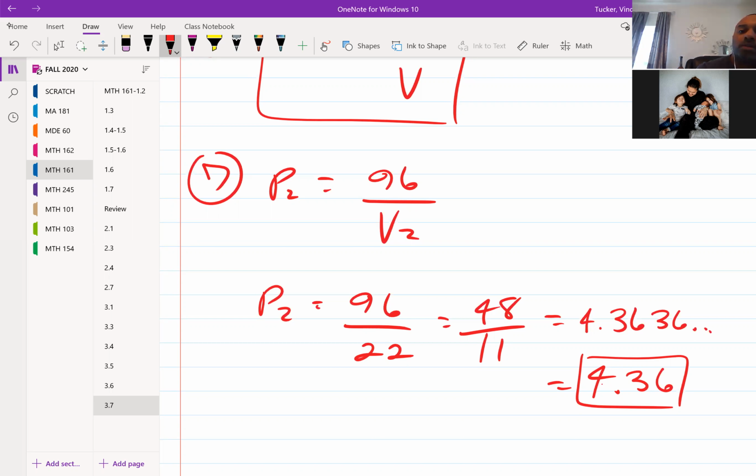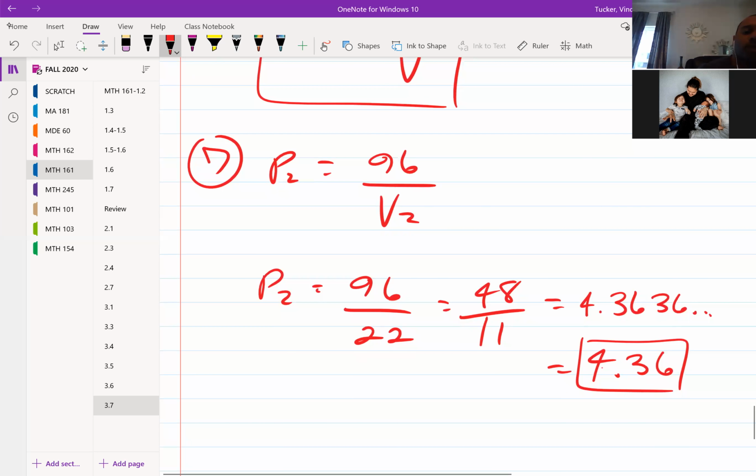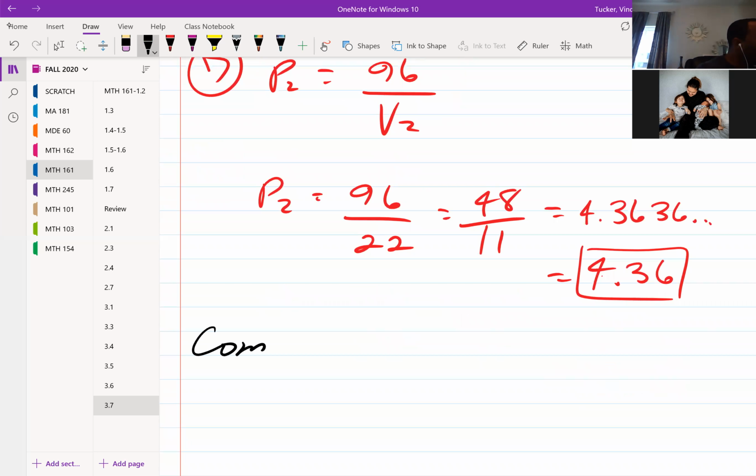All right, so let's do at least one more example. This next one combines the variations. So we do a joint variation. Let's see, do I want to do centrifugal force? Let's do this.